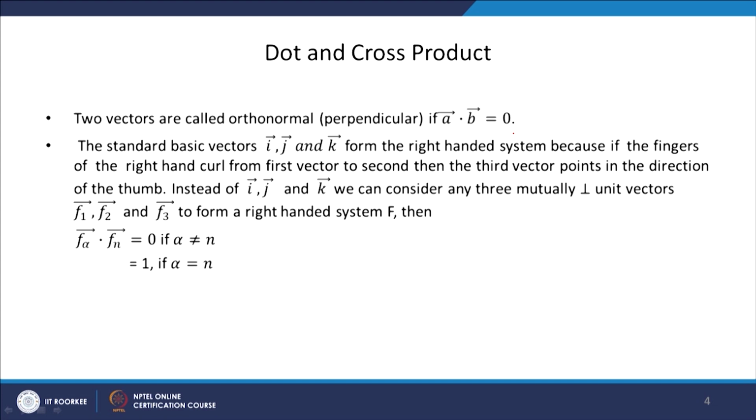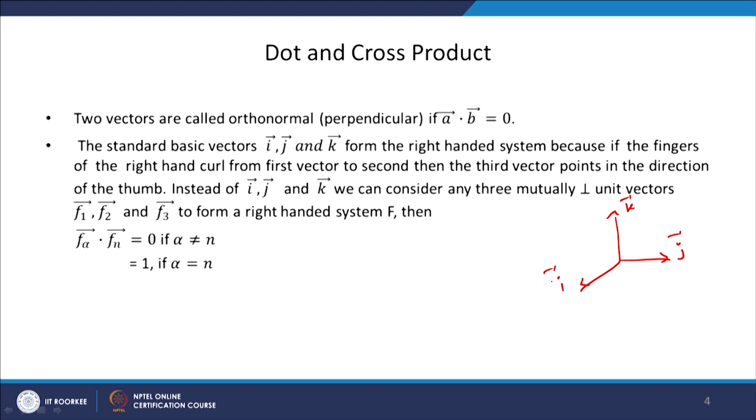The standard basis vectors i, j, k form a right hand system. So the right hand system is, if this is the i (1 0 0), j (0 1 0) and k (0 0 1) vector, then if the right hand fingers curl from the i vector towards the j vector, then the k vector is pointing in the direction of the thumb. So that is why the system is called the right handed system. So whenever we consider a coordinate frame, it should be a right handed system.